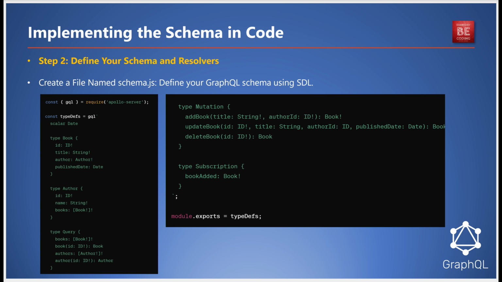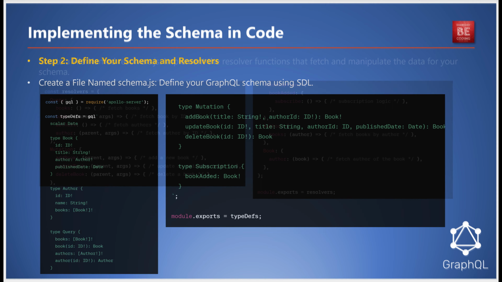Moving to step 2, it's time to define your schema and resolvers. In a file named schema.js, you'll write your GraphQL schema using SDL, or the Schema Definition Language. Here you define types such as Book and Author, and operations like queries and mutations. This schema is essentially the structure and rules your data will follow.